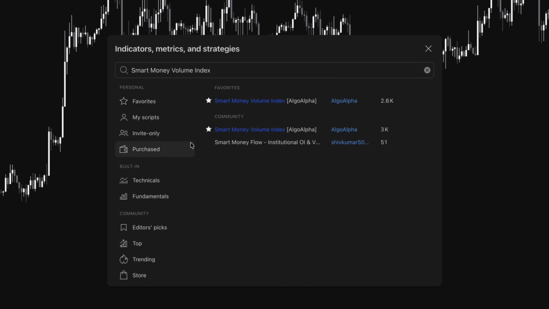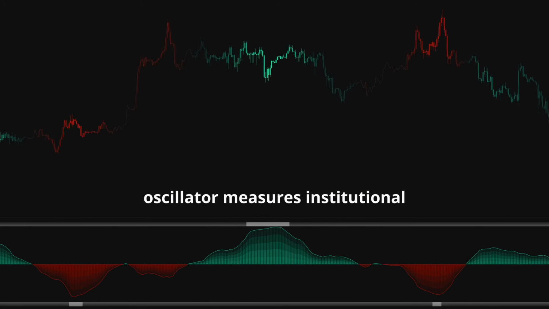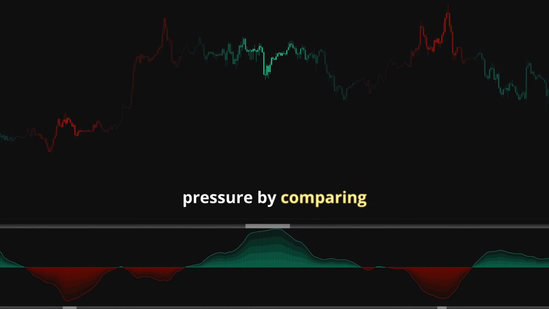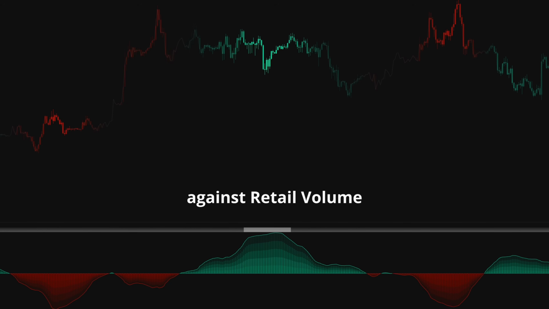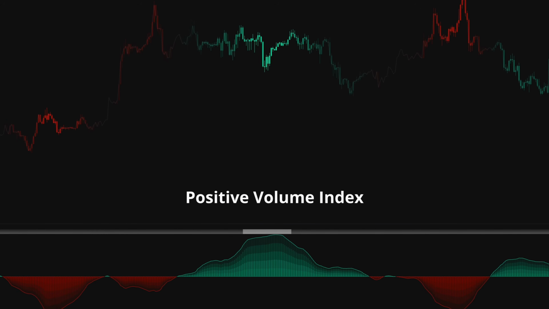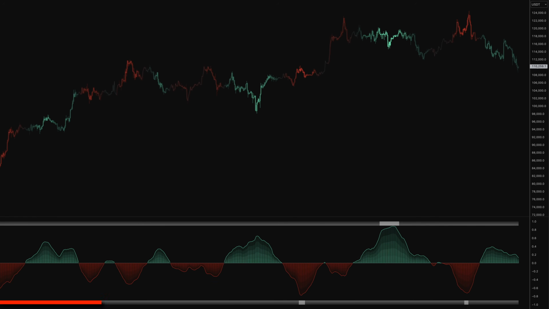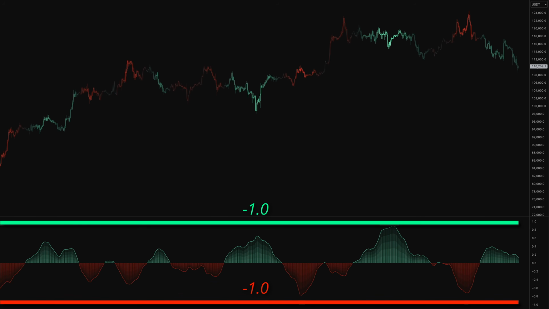Smart Money Volume Index. Created by AlgoAlpha, this oscillator measures institutional buying and selling pressure by comparing smart money volume, negative volume index, against retail volume, positive volume index. The index is normalized to a scale from -1 to +1, making it easy to spot extreme readings.